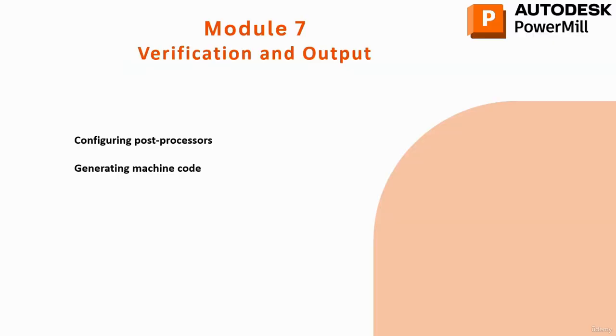So as you know, we have completed our module number 7, which is all about the verification and output. We have only two topics: configuring the post-processor and generating the machine codes. I hope that you have the knowledge about these two topics.